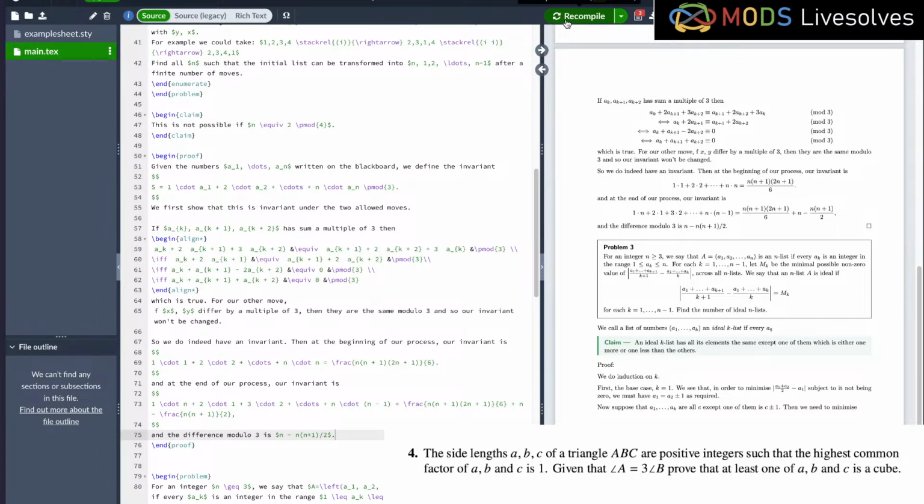You can actually do it without invariance as well, the same argument, by just literally brute forcing the n equals 5 case, like the way I was doing with building a tree. But anyway, you don't necessarily need it.